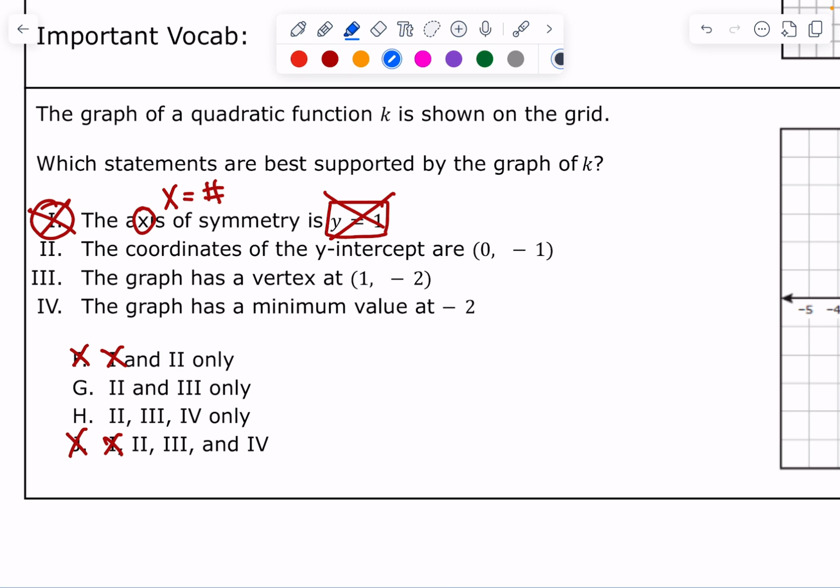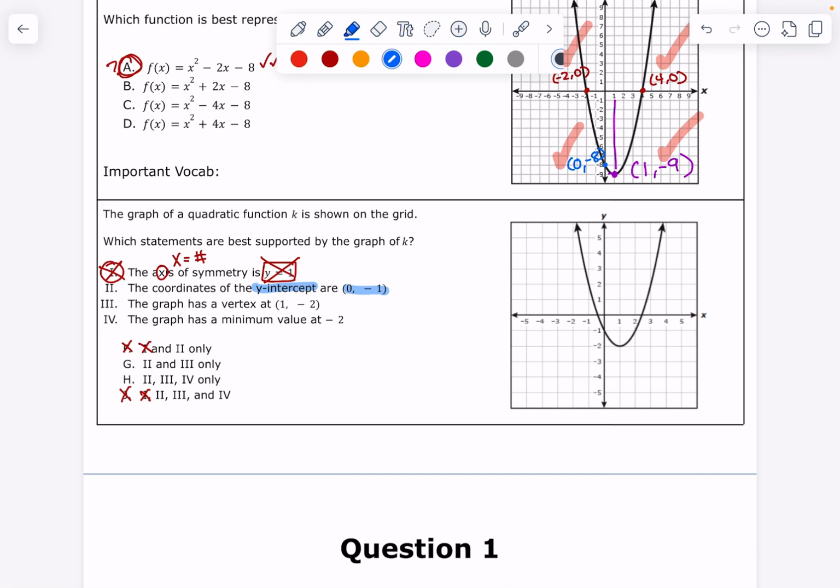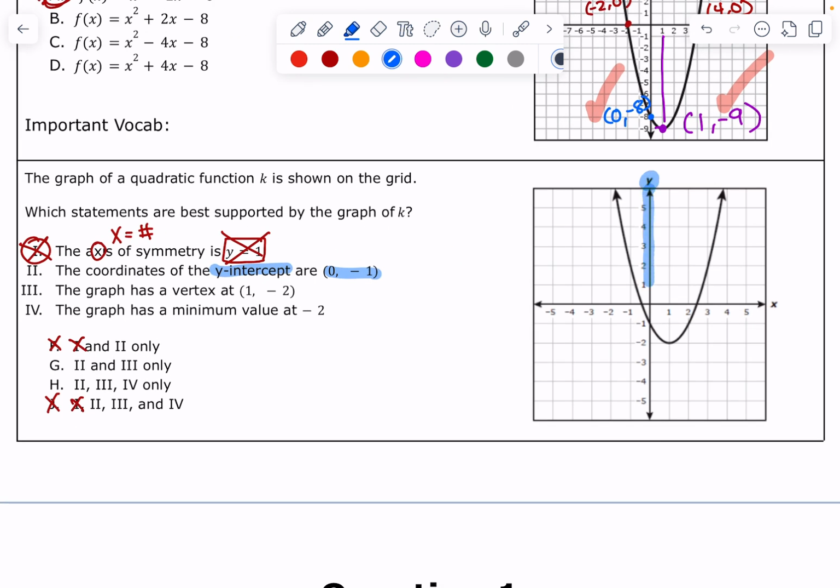The coordinates of the y-intercept are (0, -1). I have y-intercept here and (0, -1). So let's look. My y-axis is touching -1. That's good. And I know I write an x or y-intercept as (0, y). So (0, -1) matches right here. This is good. So anything with B in it or 2 in it is good. Now I need to check the next one.